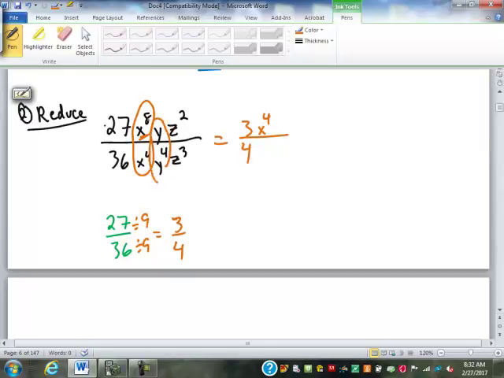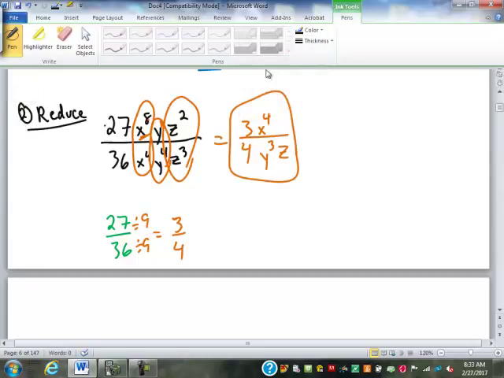For the y, is it going to be on top or bottom? Bottom. The bigger power is the 4, it's on bottom. I think if this is a y to the 1, what's the power going to be? It'll be 3. 4 minus 1 is 3. And then z, top or bottom? Bottom with a power of 1 or just z. So there it is. We have reduced that fraction.